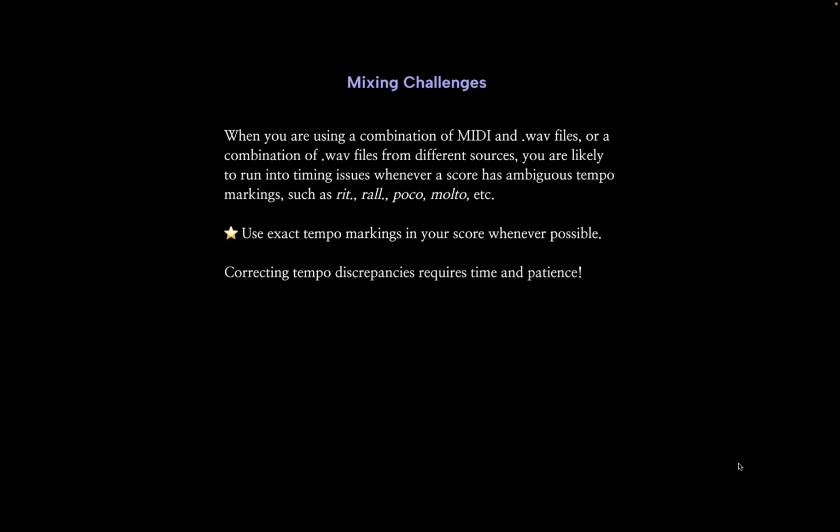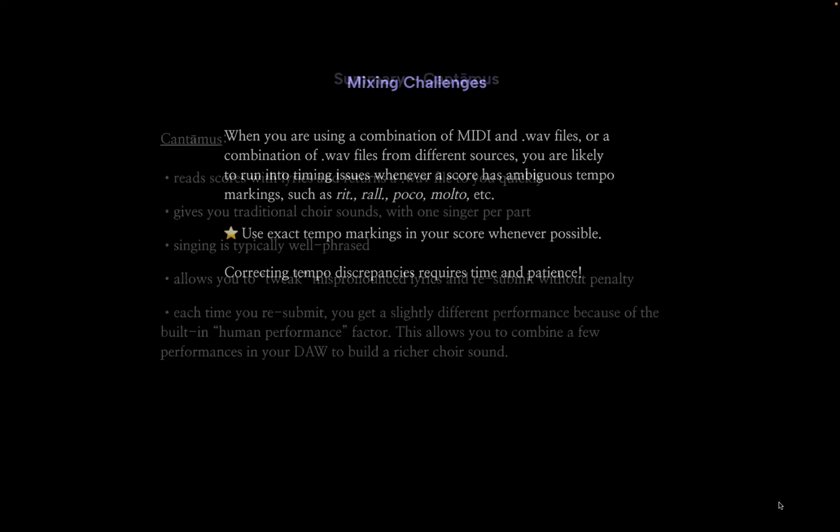So when you're mixing, there are challenges if you are combining MIDI files and WAV files or WAV files from different sources. So in your scores, if you can use exact tempo markings, that's a big help. And if you can stick with one source, one program that saves both the MIDI and the WAV files, that will also help you with tempo discrepancies.